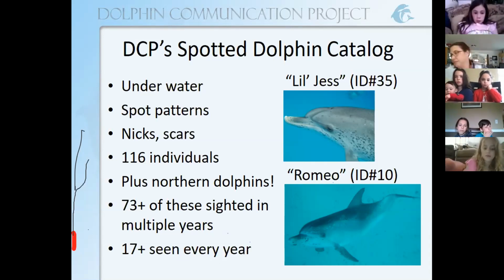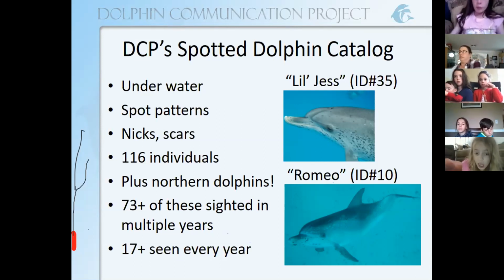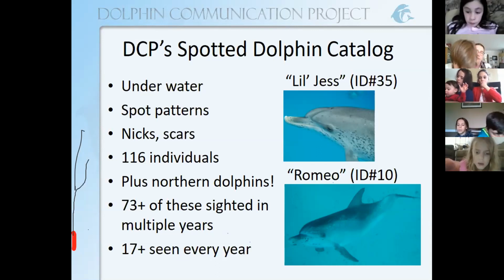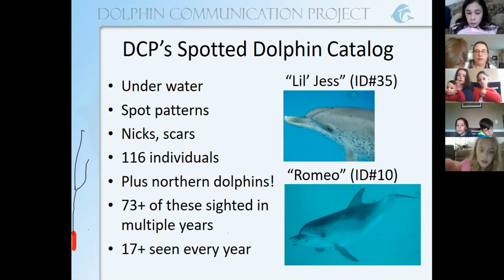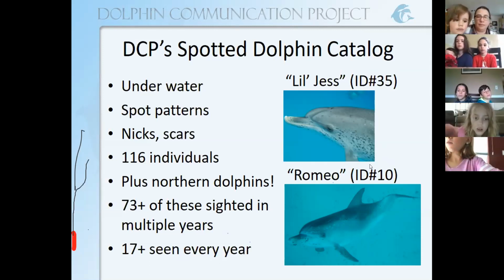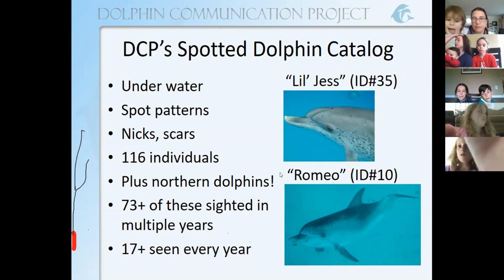And most of these pictures are taken underwater, so we can use the dolphin's whole body, all of their spots. And even though the spot patterns are unique, and we could rely solely on those spot patterns, because remember, no two dolphins have the same spot pattern, we can also use nicks and scars. And so that helps us recognize the dolphins more quickly. Every dolphin in our catalog gets a number. So here you can see number 35 and number 10. And then some of them get names, and those are the dolphins who join our Adopt a Dolphin program.